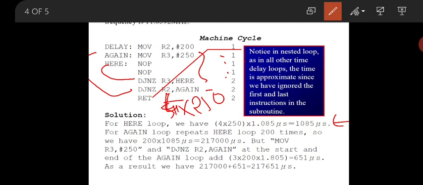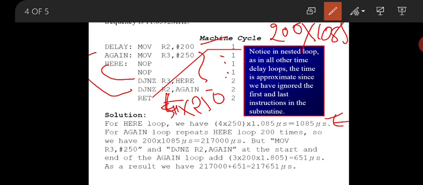Look at this outer loop. The outer loop will be repeated 200 times. The inner loop, how much time does it take? 1085, so 200 into 1085 microseconds. Total it will be coming with 21700 microseconds.